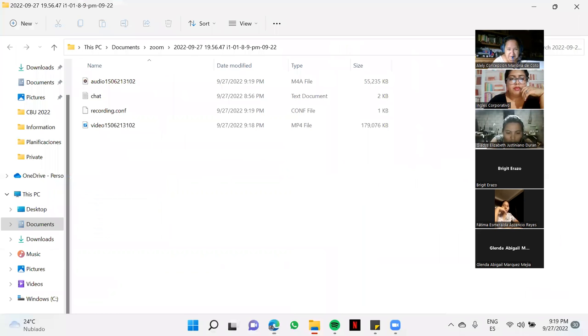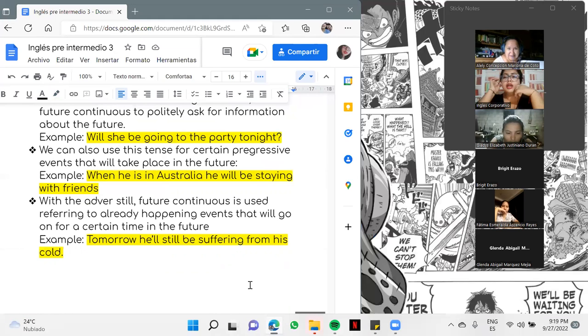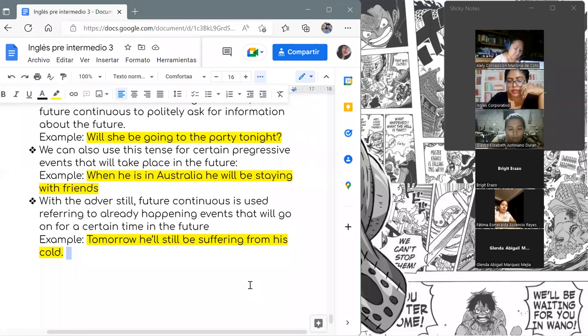So then I have a short exercise in which you are going to see some specific time, and we are going to say some sentence using that time that I'm going to write in the document. So the activity is, what will you be doing? What will you be doing?